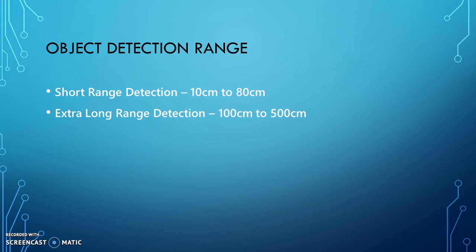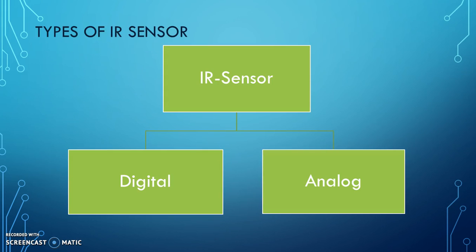The most important thing is the object detection range. There are different sensors that are used for short range detection, that is from 10 cm to 80 cm, and extra long range detection, that is from 100 cm to 500 cm. These are the types of sensors, that is digital and analog. In a digital sensor, output is digital, that is high or low, and in an analog sensor, detection depends on the intensity of light received. The sensors with a binary output are only good for detecting the proximity of an obstacle and not the range.